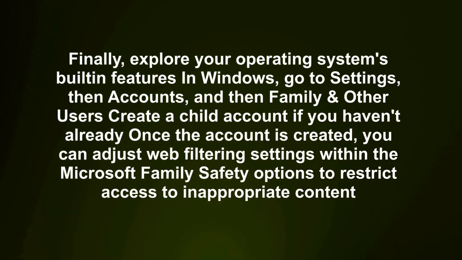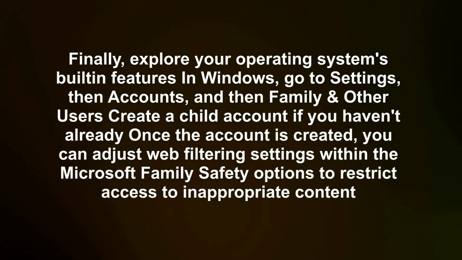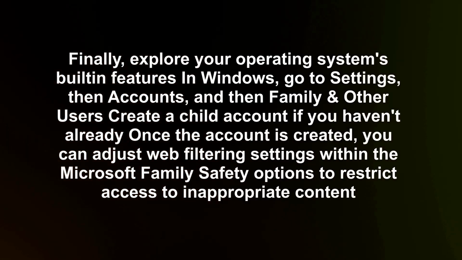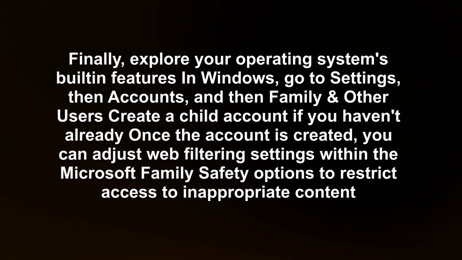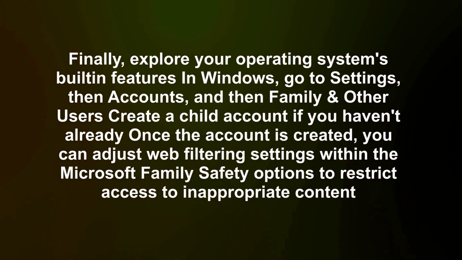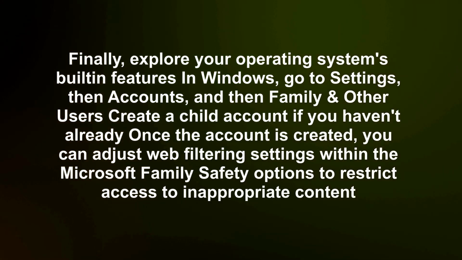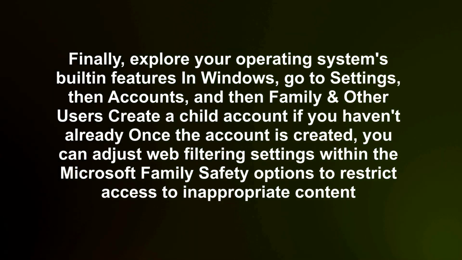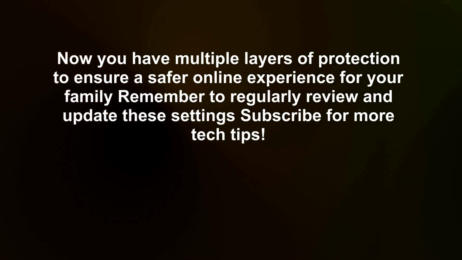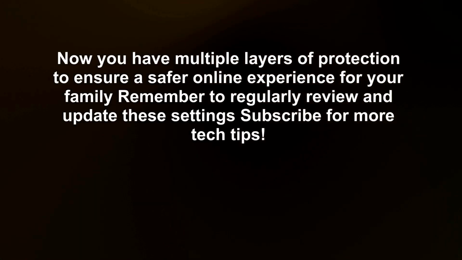Finally, explore your operating system's built-in features in Windows. Go to Settings, then Accounts, and then Family and Other Users. Create a child account if you haven't already. Once the account is created, you can adjust web filtering settings within the Microsoft Family Safety options to restrict access to inappropriate content. Now you have multiple layers of protection to ensure a safer online experience for your family.